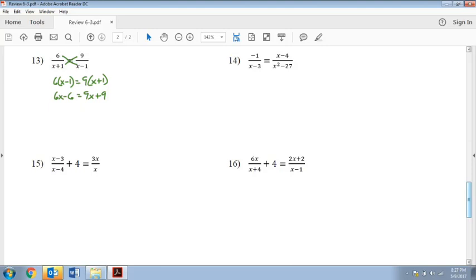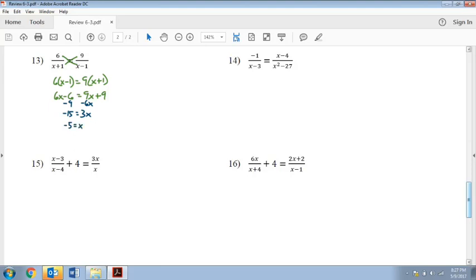Move your x's one way and your numbers the other, so I'll subtract the 6x. I'll move my x's to the right. So move that over there. 9 minus 6 is 3. Negative 6 minus 9 is negative 15. Negative 15 divided by 3 is negative 5.